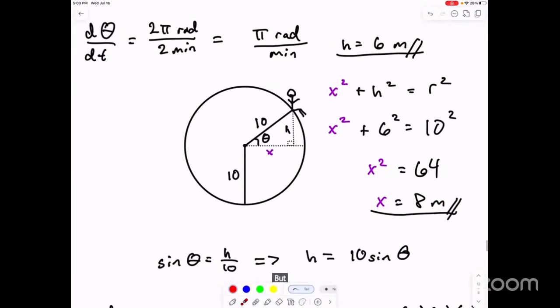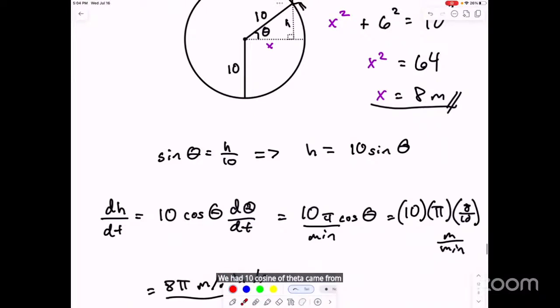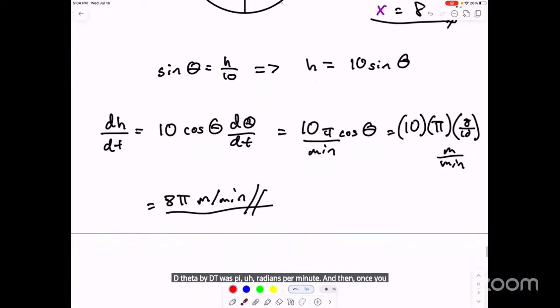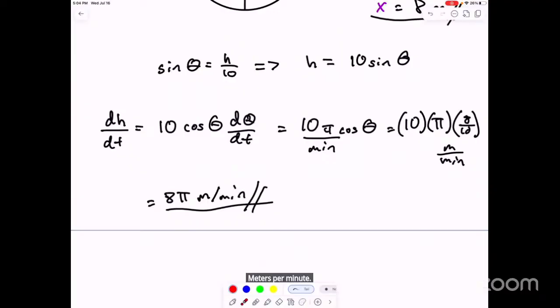But that was a rate that we explored initially. So then we basically plugged that in. We had 10. Cosine of theta came from the triangle, was 8 over 10. D theta by dt was pi radians per minute. And then once you simplify everything down, we got 8 pi meters per minute. Okay, so that was that example.